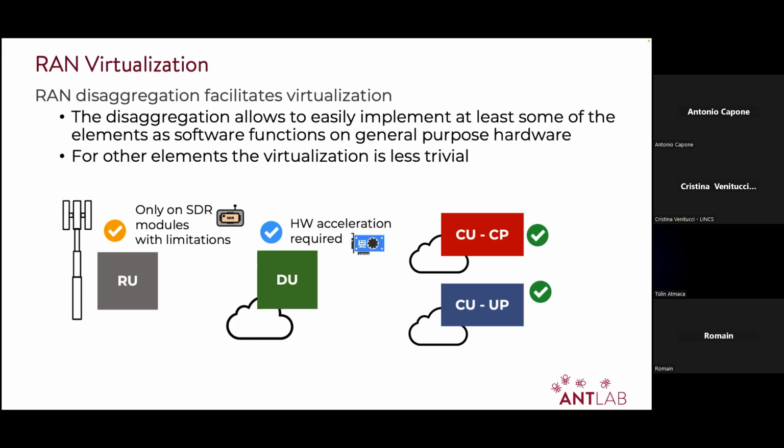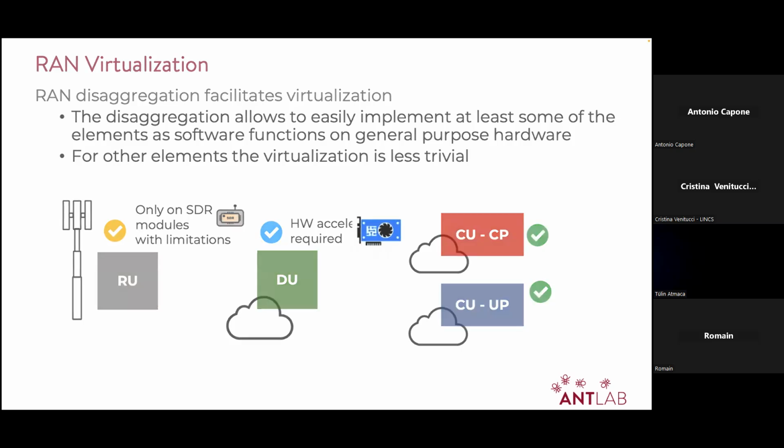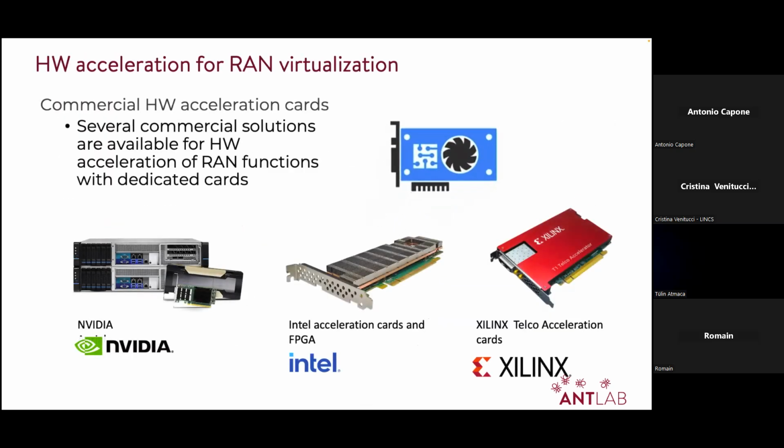I don't have the time for details also on the different types of accelerations that can be implemented, but what is important to know is there are a number of commercial acceleration cards that are now being considered for the hardware acceleration for the radio access network, and there is a big fight between these players for the type of network architecture and hardware architecture that is more suitable for the specific hardware acceleration that you have.